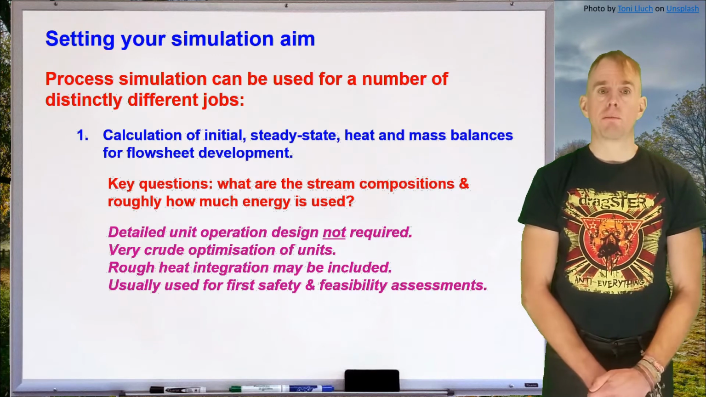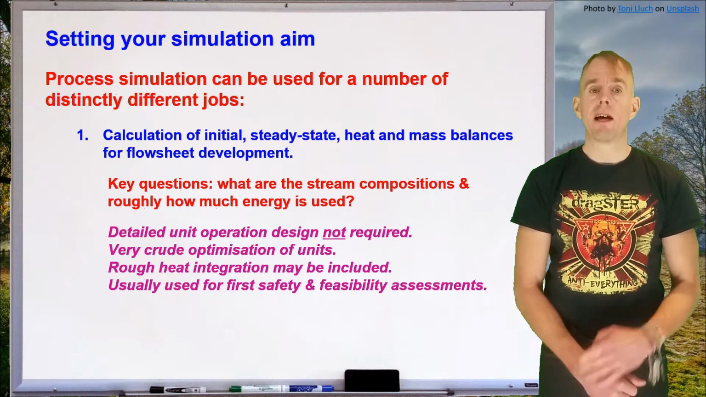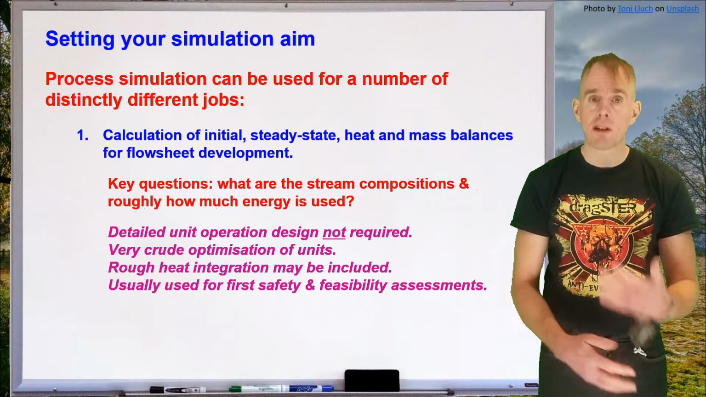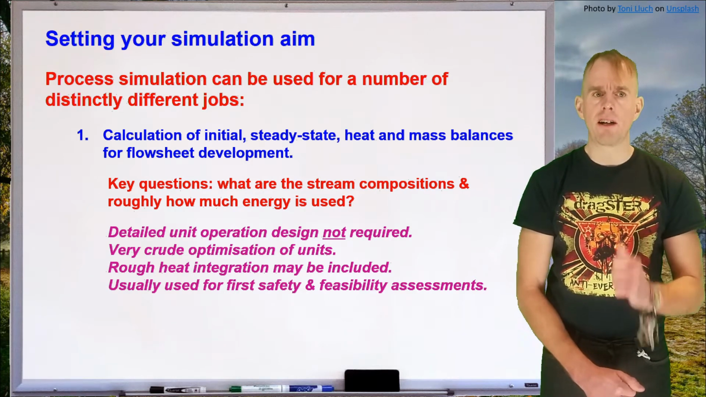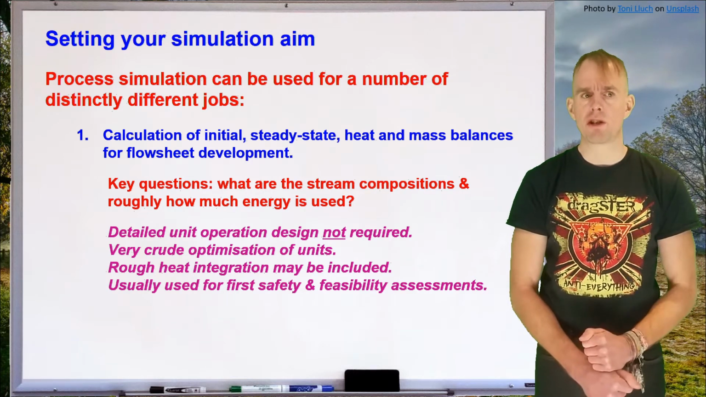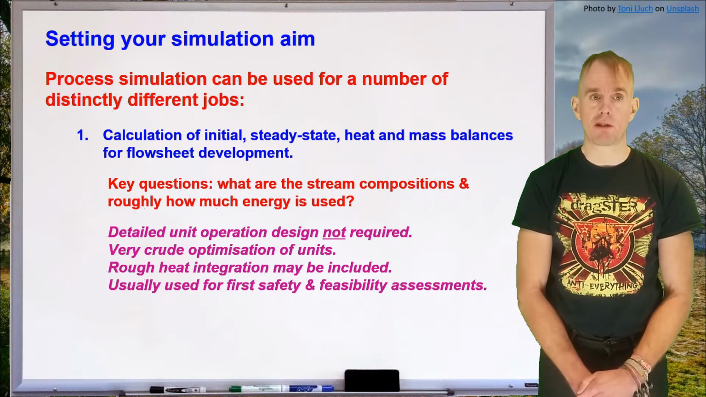The first of these jobs could be the calculation of initial steady-state heat and mass balances, typically used for flowsheet development and sometimes for sustainability studies. The key questions that you're trying to answer here are: what are the stream compositions, and roughly how much energy is used in making those stream compositions?